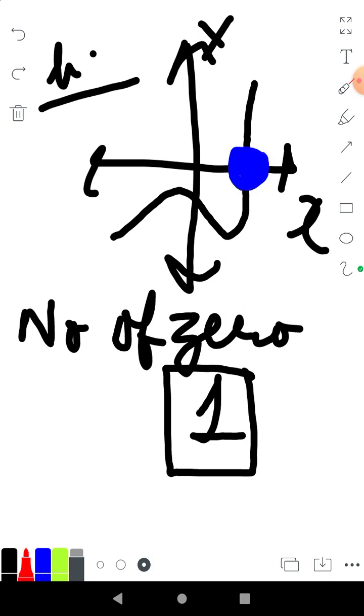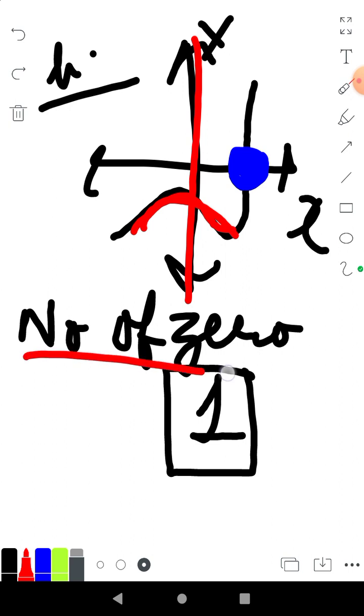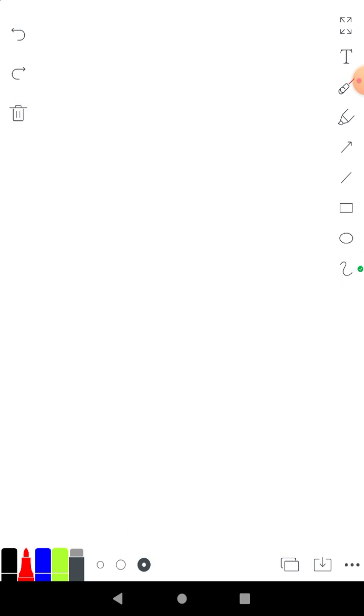If this line cuts here also, it has cut the line, but it is on the y-axis, so we will not say that it is a zero. If the line cuts on the x-axis, then it will be the zero. Now let's do the third part of the question.